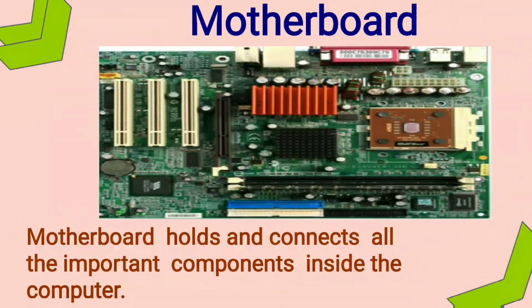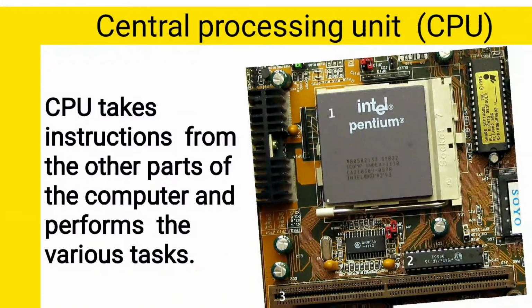Now we'll see the first one, the motherboard. A computer cabinet has a motherboard inside it. The motherboard holds and connects all the important components inside the computer. Here there is a picture of a typical motherboard. Some of the important components on the motherboard are the CPU, memory, disk devices, etc. By this, we conclude the motherboard is one of the important components of the computer cabinet.